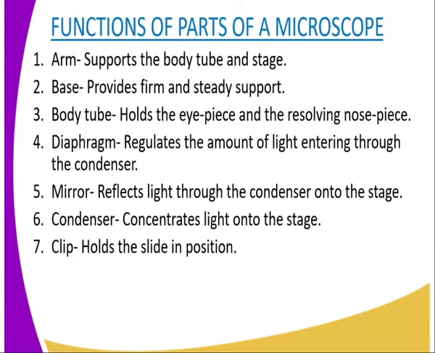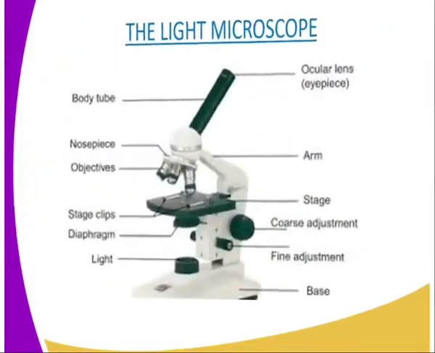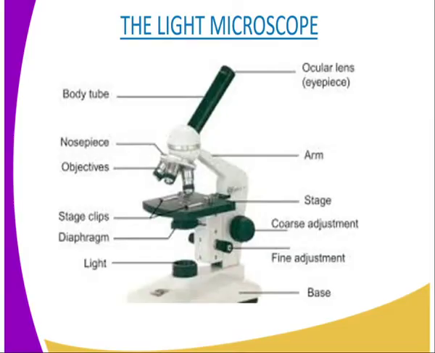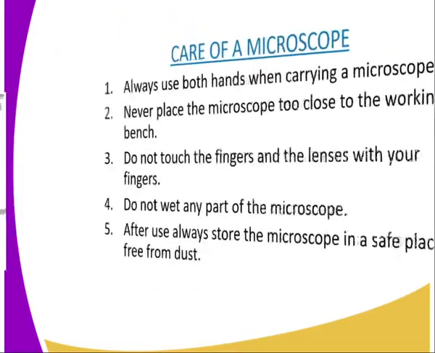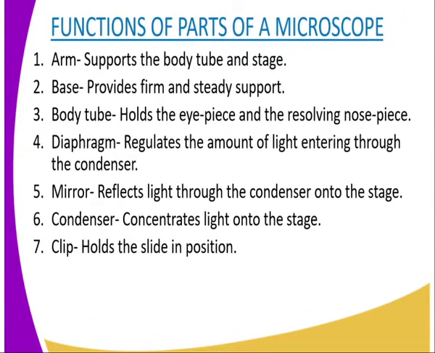Now, as we have seen in our diagram, let me show you the slide. In this diagram, we have seen the several parts of the microscope. Now we are going to see the function of the parts. The first part we have seen is the arm. The function of the arm is to support the body tube and stage. We also have the base. The base is used to provide firm and stable support.